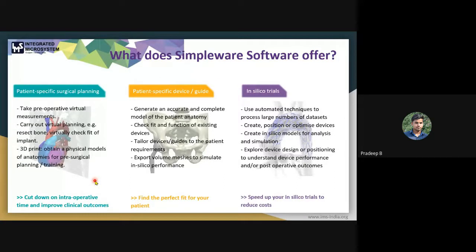For this, there is Simpleware ScanIP. For patient-specific devices and guides, ScanIP Medical is a version of the software intended for use as a medical device. It has 510(k) market clearance from the US FDA as a Class 2 medical device, as well as CE marking and ISO certification.